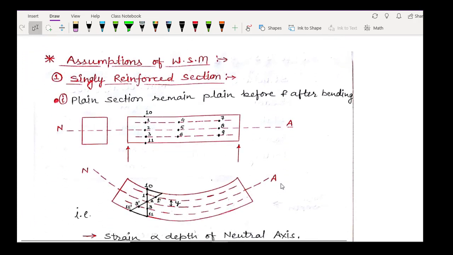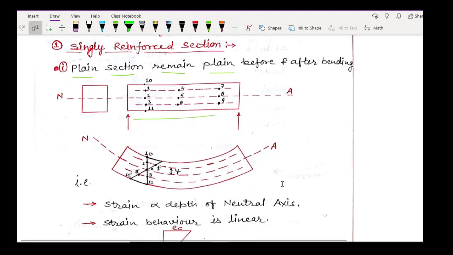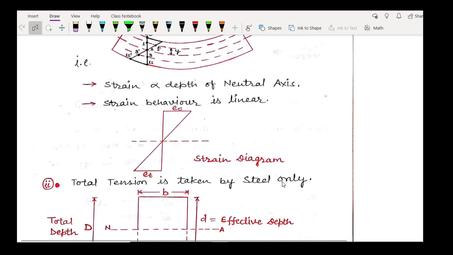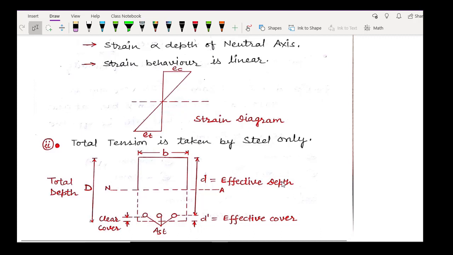In this method there are certain assumptions which are also mentioned in your IS code 456:2000 on page number 81. You can see there. The assumption number 1 for the WSM is the section remains plane before and after bending. As you can see from this figure, when we cut this section into smaller sections, the stress and strain is constant, and the section remains plane before and after bending. So this is the strain diagram. This et is for steel and ec is strain for concrete, so it is linear here.